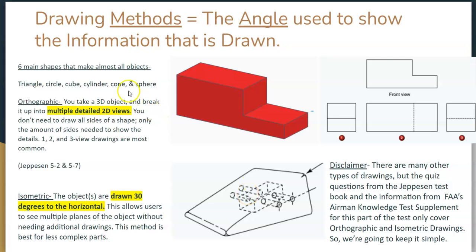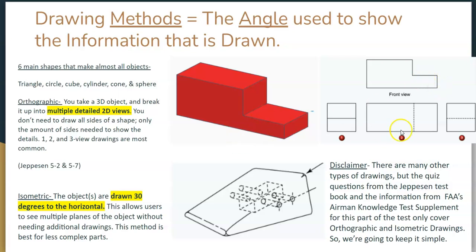But let's get back to drawing methods, because the angle that's used to show the information matters. Although there are many kinds of perspectives, I want to show you two of them in particular. The first one is called orthographic. In an orthographic view, you take a three-dimensional object like this over here, and you break it down into multiple detailed two-dimensional views. So if you were to just look at this object from the front, you can see that you just have this front view right here.